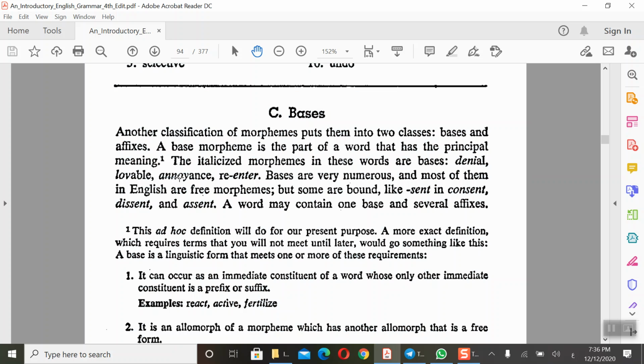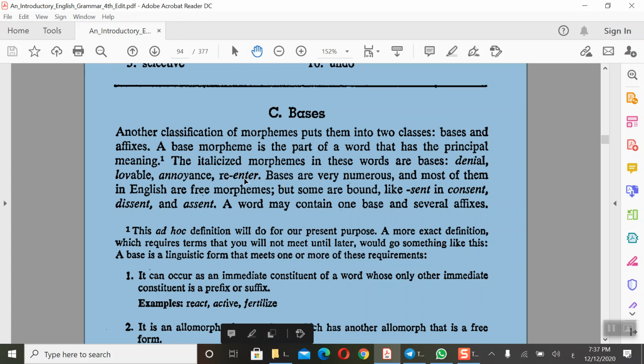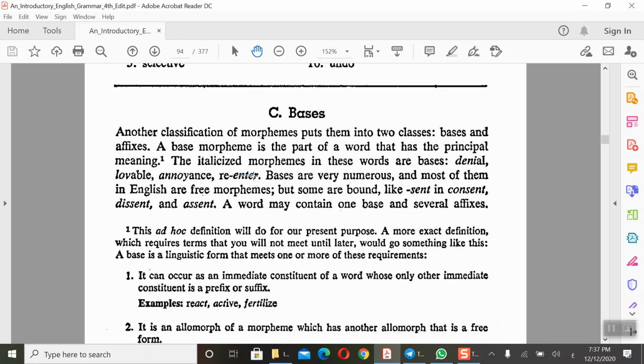Annoyance, annoy. Re-enter, enter. See here? It is base. Bases are very numerous and most of them in English are free. Most of them, the majority of morphemes are free morphemes. We have free morphemes and we have bound morphemes. It means here free bases. So we have free morphemes as bases and bound morphemes as bases. But the majority are free morphemes.